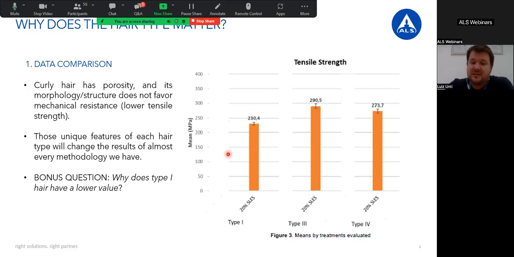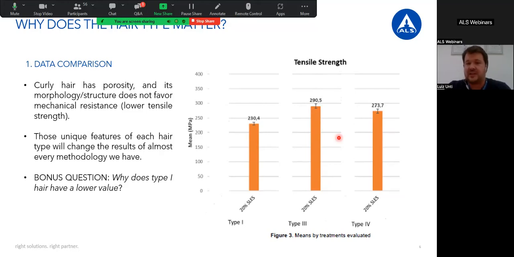So in here, you can see type 3 and type 4 compared, and we have a higher result for the type 3. So it is an expected result because the structure of the type 3 is more resistant than type 4. So this shows how important the definition of the hair type is in instrumental testing. We definitely will have different results for different types of tests and different types of hair.